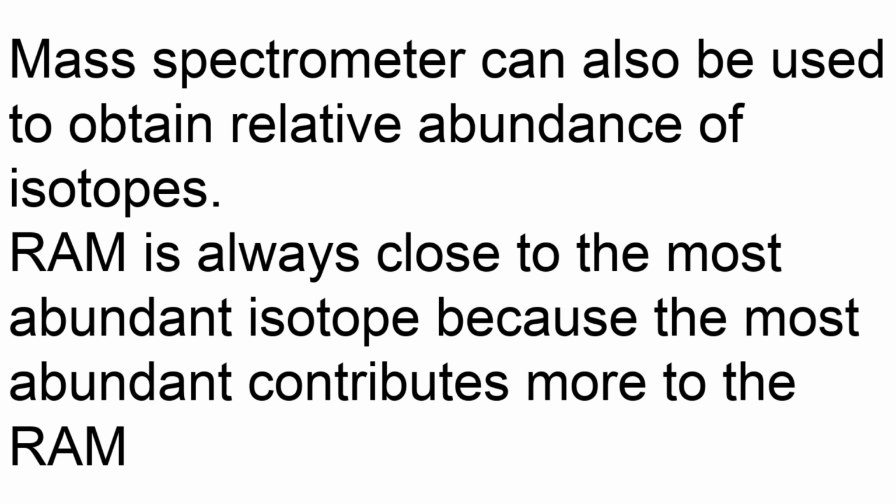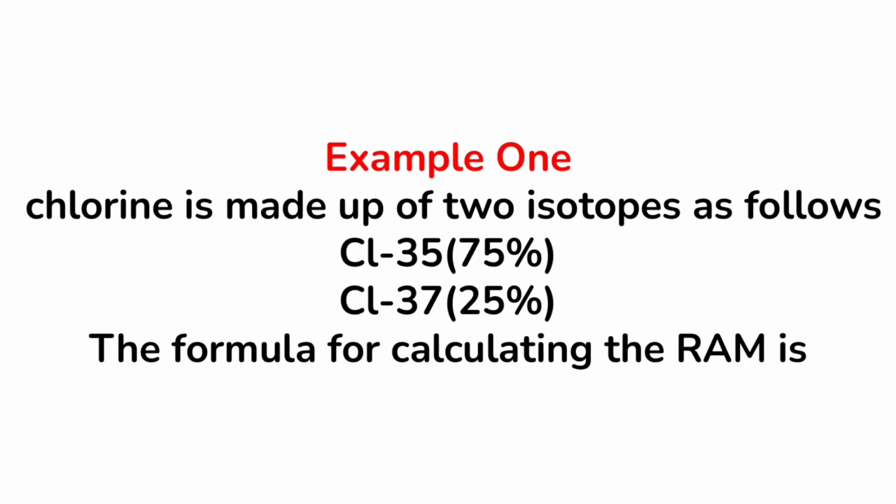Relative atomic mass is always close to the most abundant isotope because the most abundant isotope is the one which contributes more to the relative atomic mass. So you'll find that the figure you are getting for the relative atomic mass is closer to the most abundant isotope. That isotope which has a bigger percentage in terms of abundance is the one which is usually closer to the relative atomic mass.